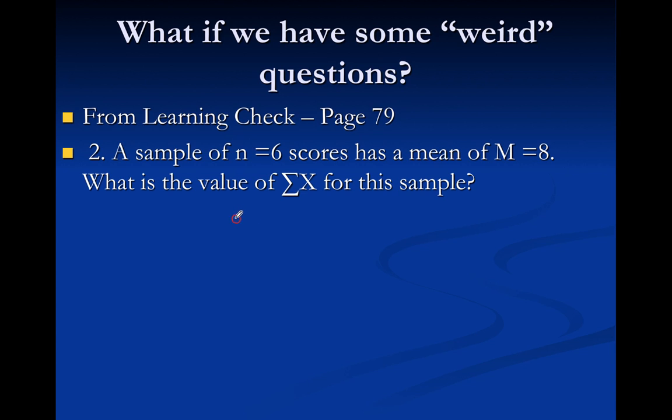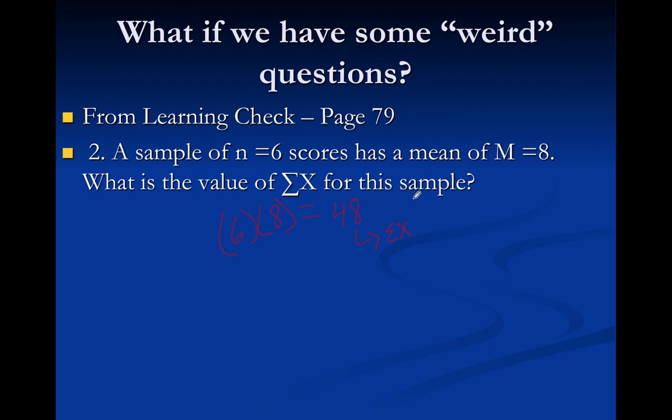What you're going to do is take your value, 6 times 8. Once you actually multiply 6 times 8, it's going to give you your value of 48. That value of 48 is your sum of x. So in other words, this question is asking you to solve for the sum of x.